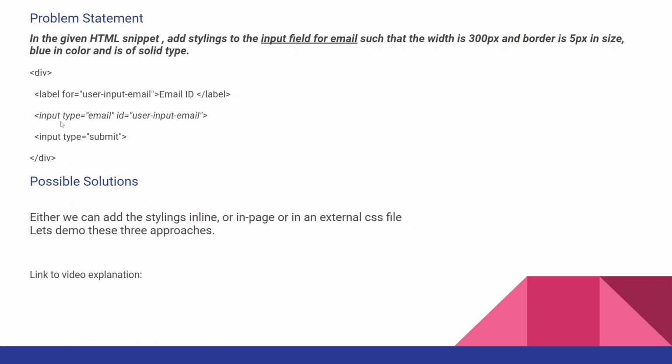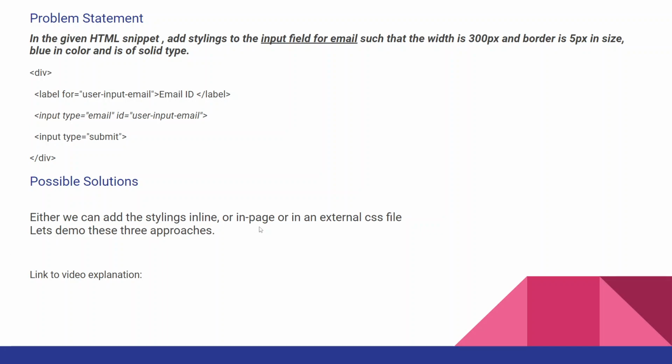So now we know that we need to modify styling for this particular element, and the new stylings are given here: 300 pixels wide, and a border of 5 pixels. Possible solutions: programming is much like mathematics, where to come to a certain conclusion you can opt for many ways. It depends on the individual which way he or she wants to follow.